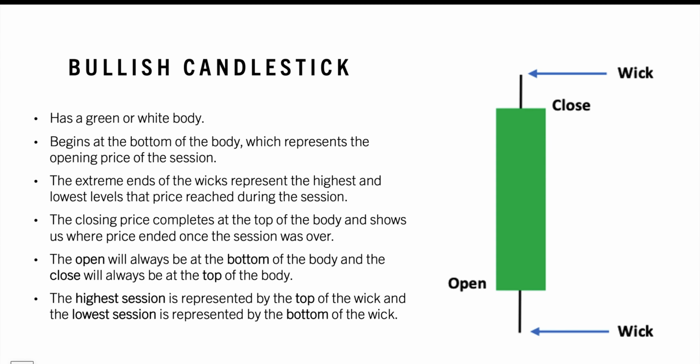Let's talk more about the bullish candlestick. Now, I will let you know that the body of the candle will always be either green or white, and the open will always be at the bottom and the close will always be at the top. And to give you more information about these wicks on a bullish move, the highest point of the session is represented at the top, and the lowest point is always represented at the bottom of the wick.